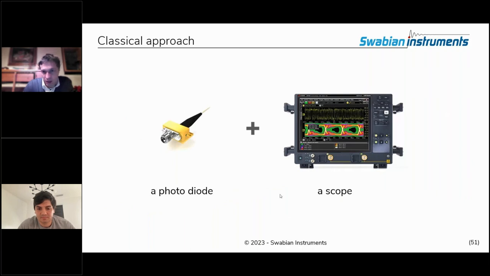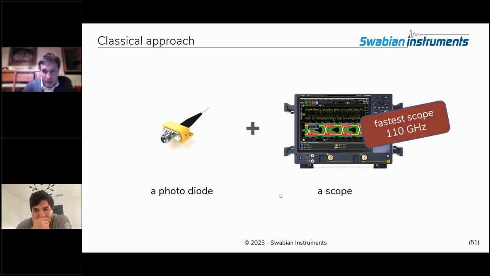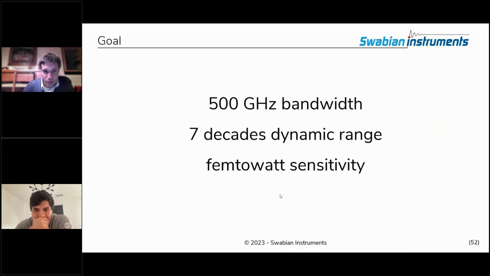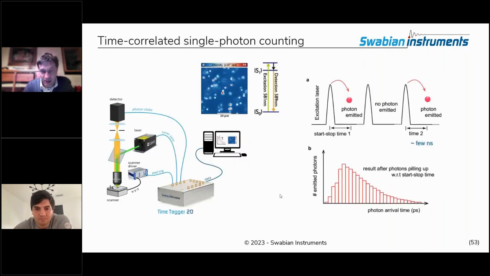How do you usually measure fast optical signals? You take a fast photodiode and a very fast oscilloscope, so maybe the latest and greatest Keysight scopes, which bring you up to 110 gigahertz or so. What we would like to do instead is bring the bandwidth up to 500 gigahertz, at the same time provide about 7 decades of dynamic range, and also be able to measure these signals at femtowatt sensitivity.